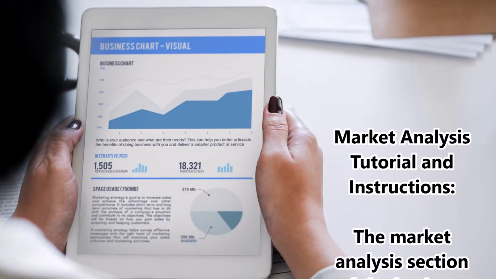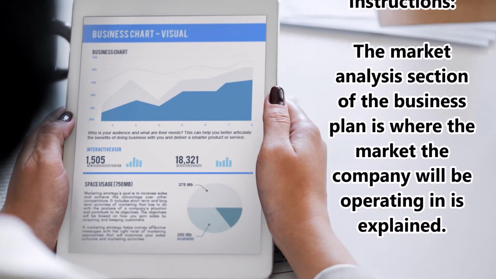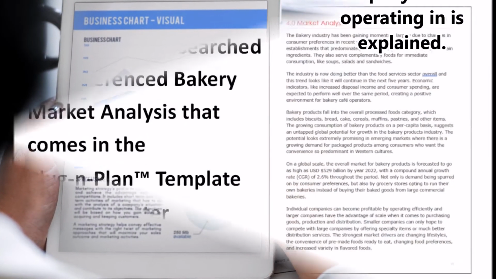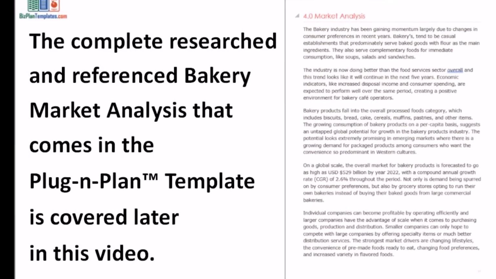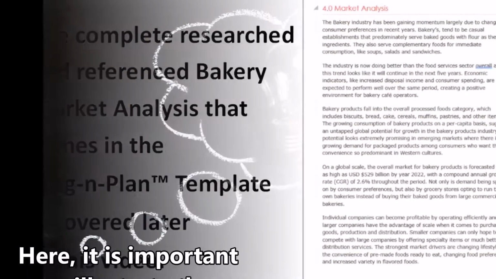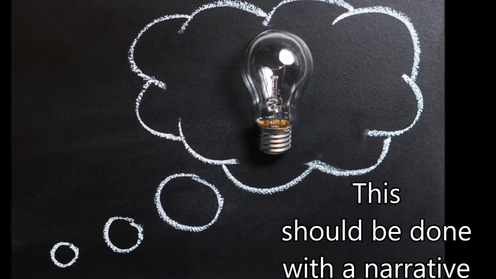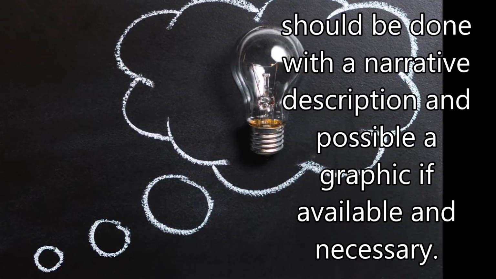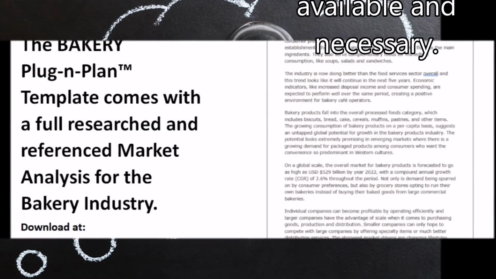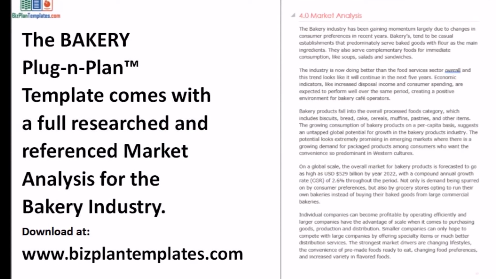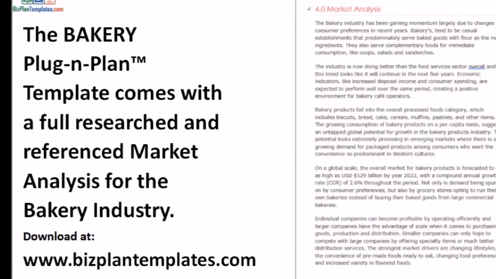The Market Analysis section of the business plan is where the market the company will be operating in is explained. Here, it is important to illustrate the industry the company will be operating in. This should be done with a narrative description and possibly a graphic if available and necessary. Industry analysis is often available from third-party research firms.